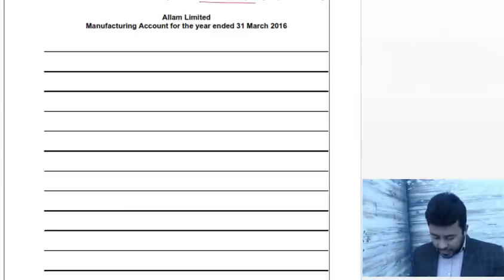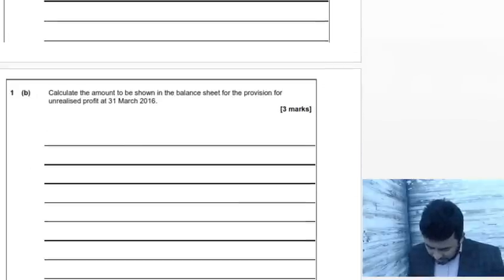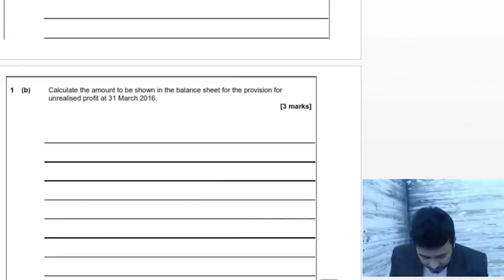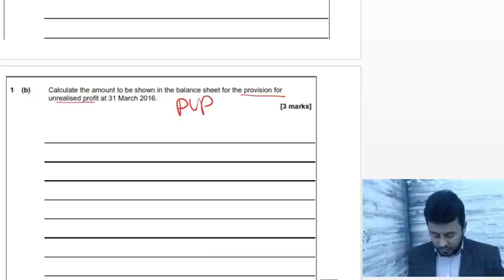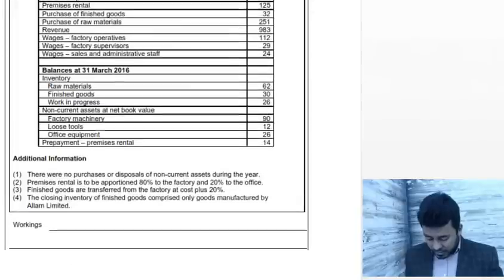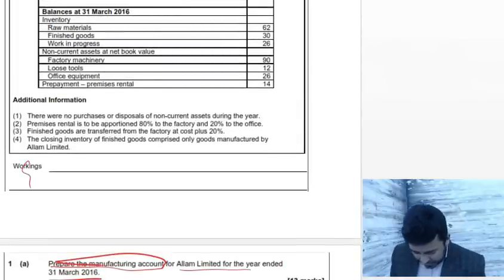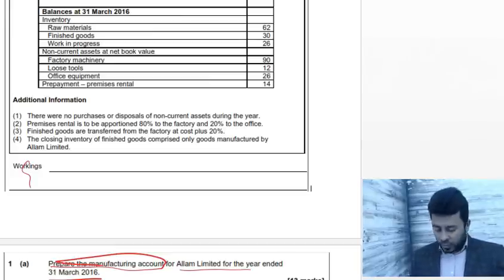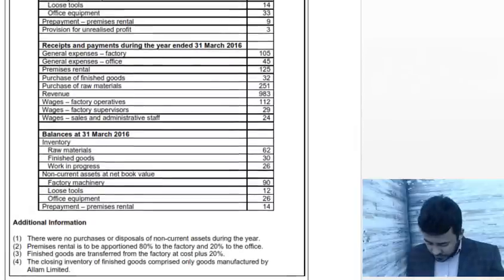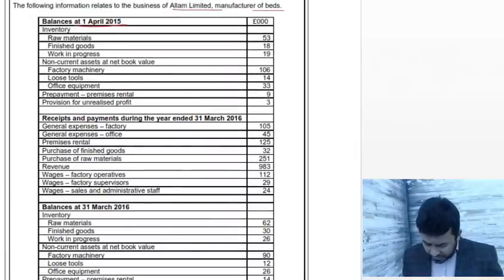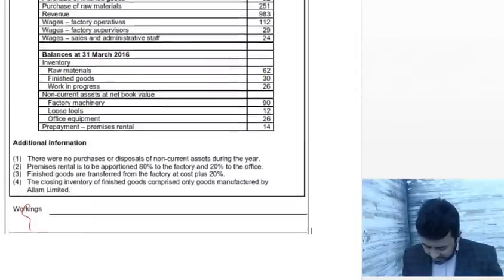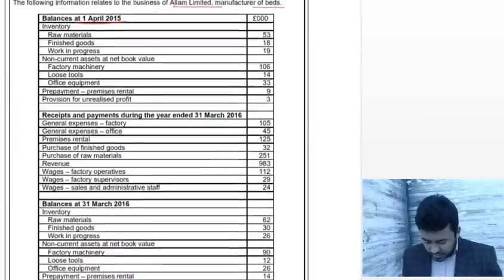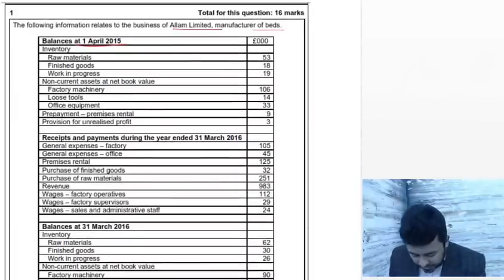All right. Okay, let's go to the question. Is there anything at the bottom? Yeah, there is more. Calculate the amount to be shown in the balance sheet for the provision for unrealized profit, PUP. We will work that out. Okay, let's read our main questions first. We have been given very little space for the workings. No matter, we can do workings anywhere. We can ask for extra pages, extra loose sheets from the invigilator.